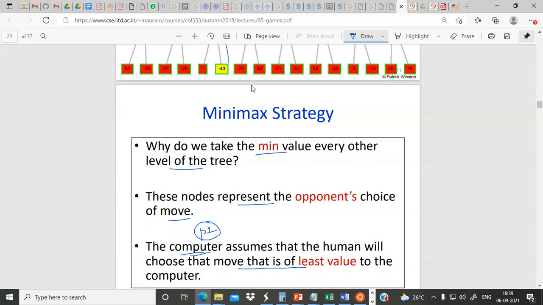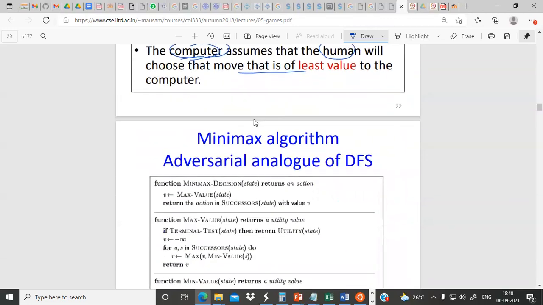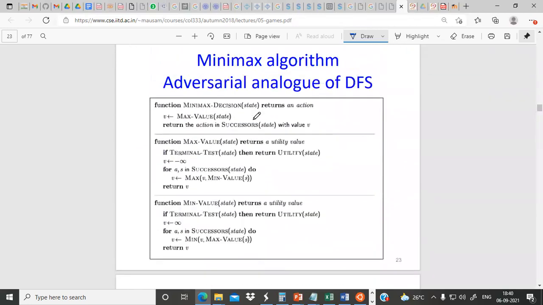So P1 is the computer and P2 is human. We assume ourselves to be the computer and we want to maximize our output, whereas the human, who is our opponent, is trying to minimize our output. So we are following this strategy, one time max and then min. This algorithm is called the minimax algorithm, right?